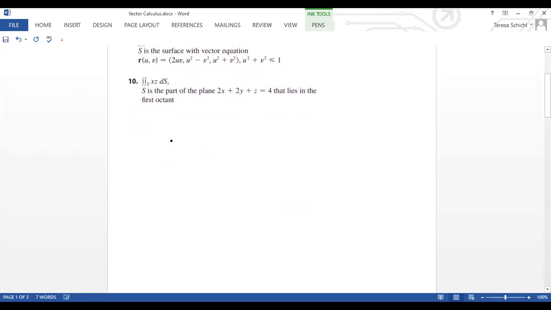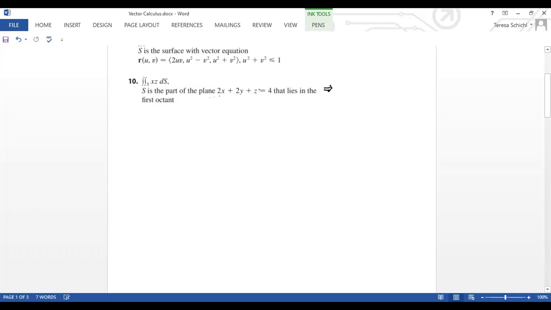Problem number 10 is very similar to one of the examples we did in the lecture series. So let's take a look. These ones give you the function of the planes, so now we want to look at how we do the parameterizations. Here we have 2x plus 2y plus z equal to 4.